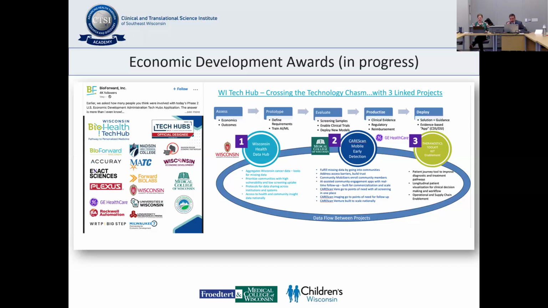And then Madison is the lead for number 1, but we are a participating site in that. So MCW is involved in these 3 projects. There were 5 projects awarded for this particular Economic Development Award, but we're involved in 3 of them. CBMI is involved in number 1. And then obviously Mara and others on campus are involved in projects 2 and 3.